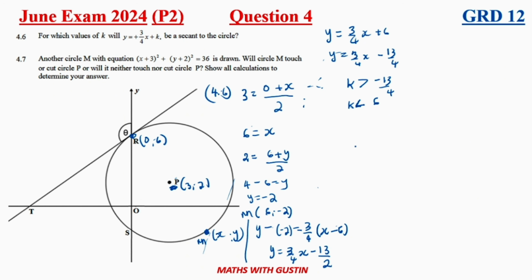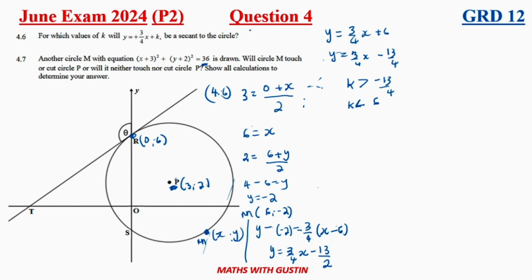All right, now let's move on to 4.7. 4.7 says: another circle with center M with this equation, where the only thing that changes here is the radius with a different center, is drawn. Will the circle touch or cut circle P, or will it neither touch nor cut circle P? Show all your calculations to determine your answer.